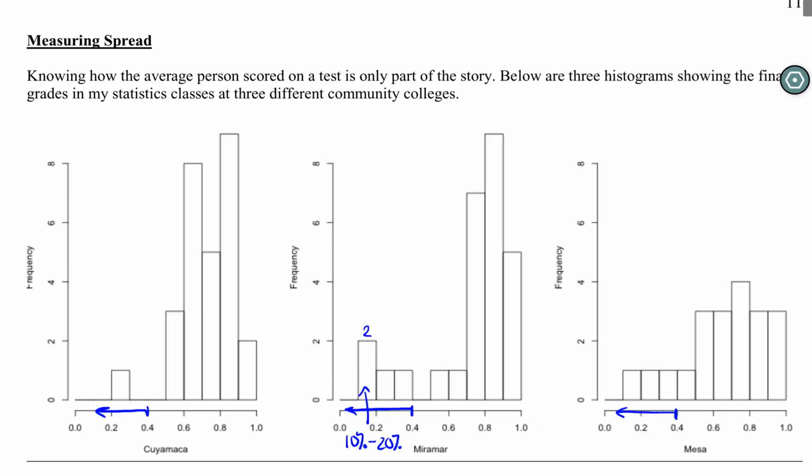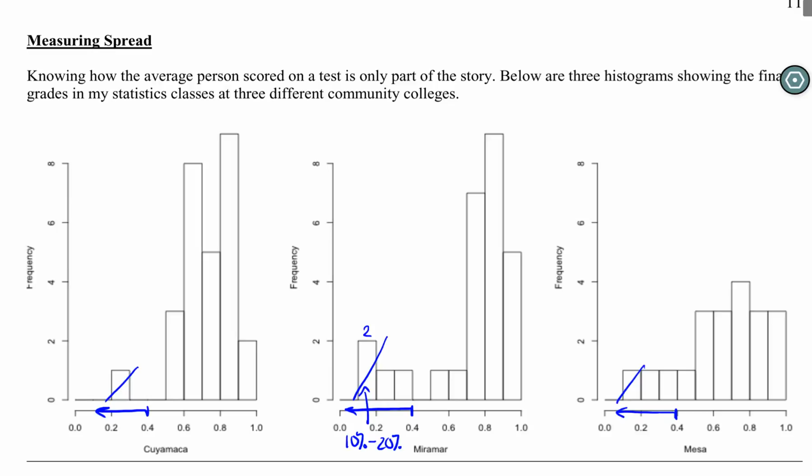So you can kind of think maybe we should be able to throw out these students who are very, very unusual, at least those very, very low outliers. And then you could talk about the spread. Once you throw out this one very low outlier at Cuyamaca, we don't have a whole lot of spread, right? All the rest of the students are in the low F to A range.